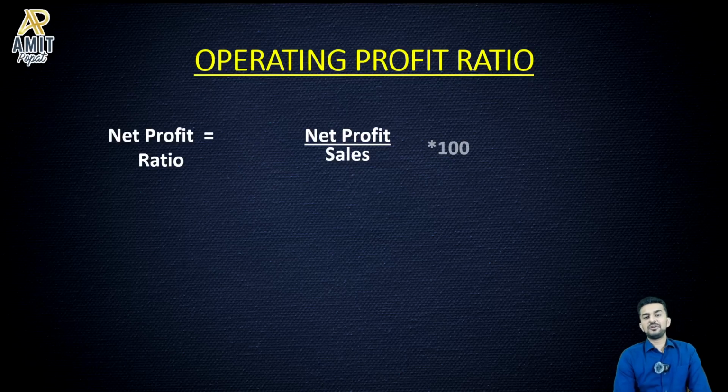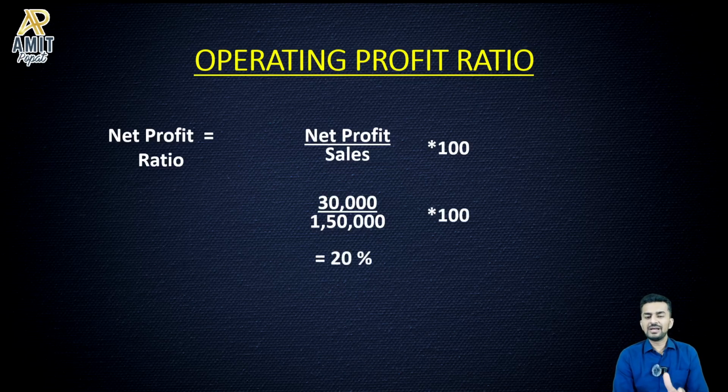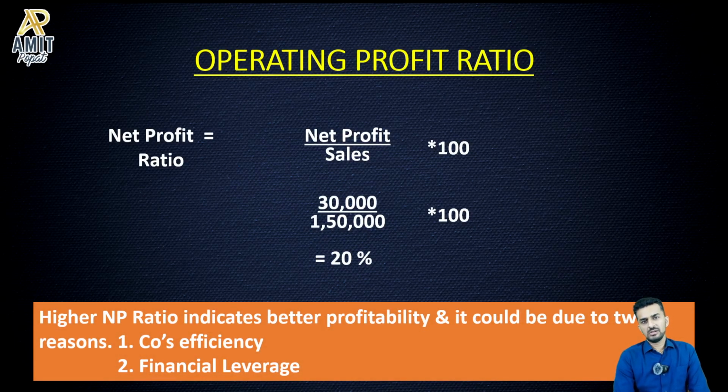So net profit ratio is net profit divided by sales into 100. The reason for getting into the net profit ratio is, even after operating profit, if the company is paying too much in the form of interest, or if the company is not tax efficient and a big amount is going in the form of tax, then net profit ratio will go down. In our example, it is 30,000 divided by 1.5 lakh, 20%. I guess it is a good ratio.